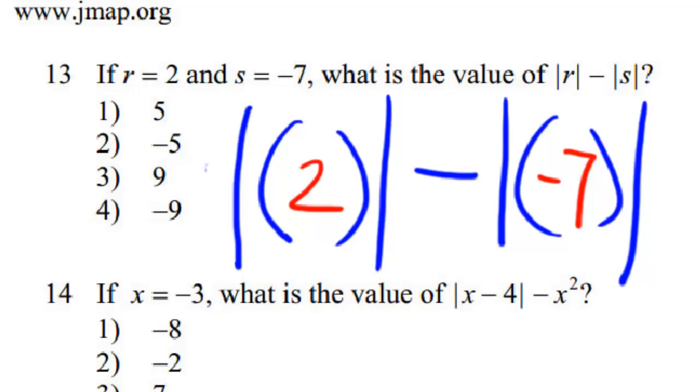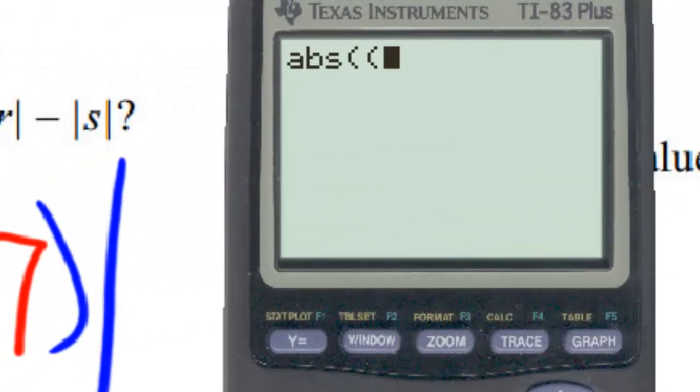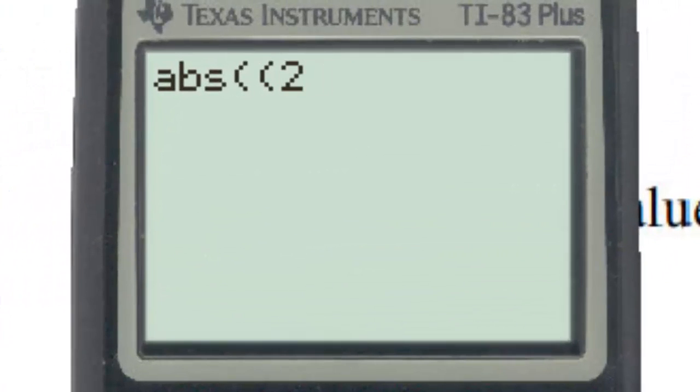Once we do that, we're going to go into our calculator and we're simply going to rewrite this expression. First thing we're going to need to do is click on math and then go over 1 and then simply press enter because we're already on the first option where it says ABS, which is short for absolute value. Now we're going to need to put in a second open parentheses, and this is really important. I'm going to write 2, close parentheses, and then close parentheses, minus.